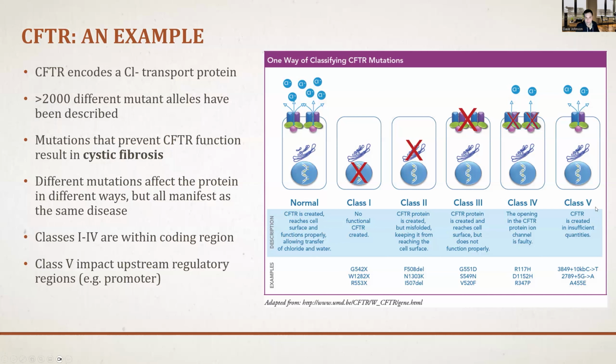I did misspeak, so I'm going to go back and correct this right now. Class 5 mutations are not within the protein for the most part. These right here are referring to regulatory regions. These mutations impact the promoter, which means the gene doesn't get produced in sufficient quantities to make enough protein, resulting in a decreased amount of chloride transport. So I'm wrong. These right here are not within the gene. These mutations up here are within the promoter region. And as a result, you get a mutation that causes a lack of sufficient production of the protein.